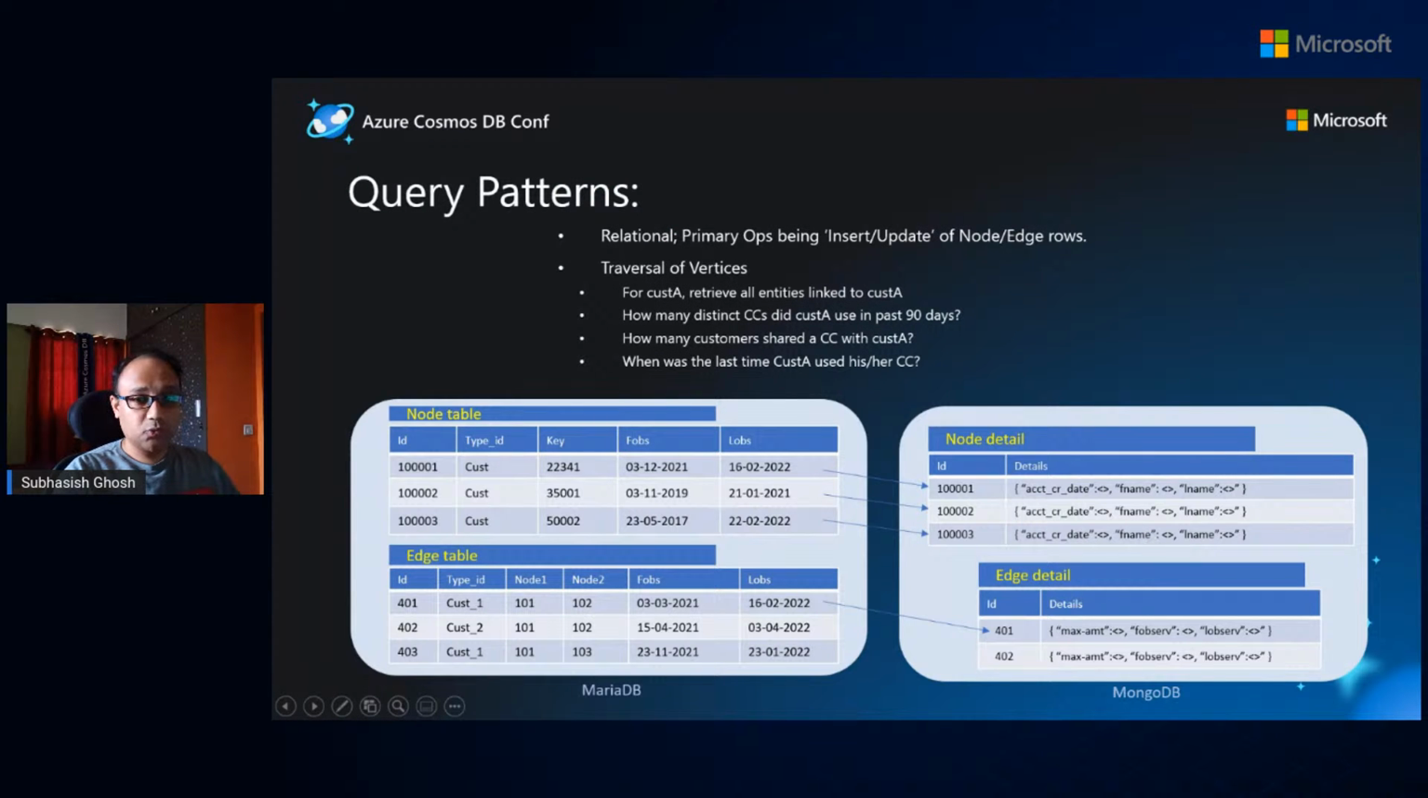Now if I move on to the query patterns which they were doing, that's also one of the key reasons why more and more customers we see are modernizing using Cosmos, because it's relational. The top query patterns are all relational. The primary ops were a combination of insert and update of the node edge rows. Let's say for a customer, cust A, I want to retrieve at a given instant of time all entities which are linked to the customer. So, how many distinct credit cards did this particular customer use in the last 90 days? How many customers shared a credit card with this person?